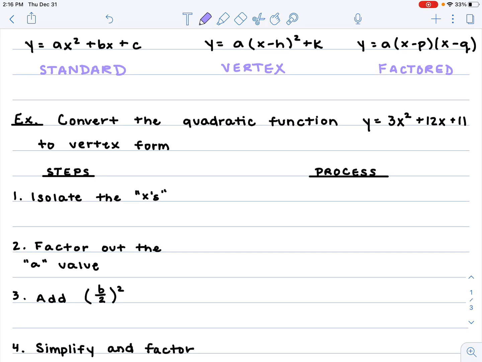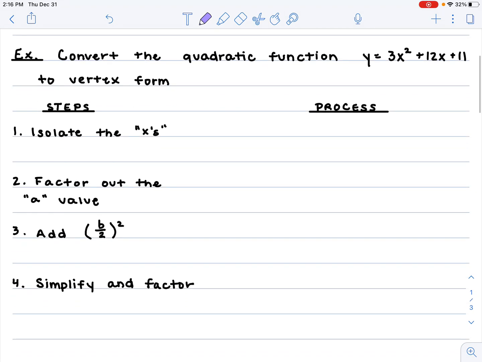So the first one, we're going to convert the quadratic y equals 3x squared plus 12x plus 11 into vertex form. Like we've been doing, I have some steps here and I have the process. So go ahead and pause for me and write down all these steps, and then we'll continue from there. All right, hopefully you've paused the video and you've written those down.